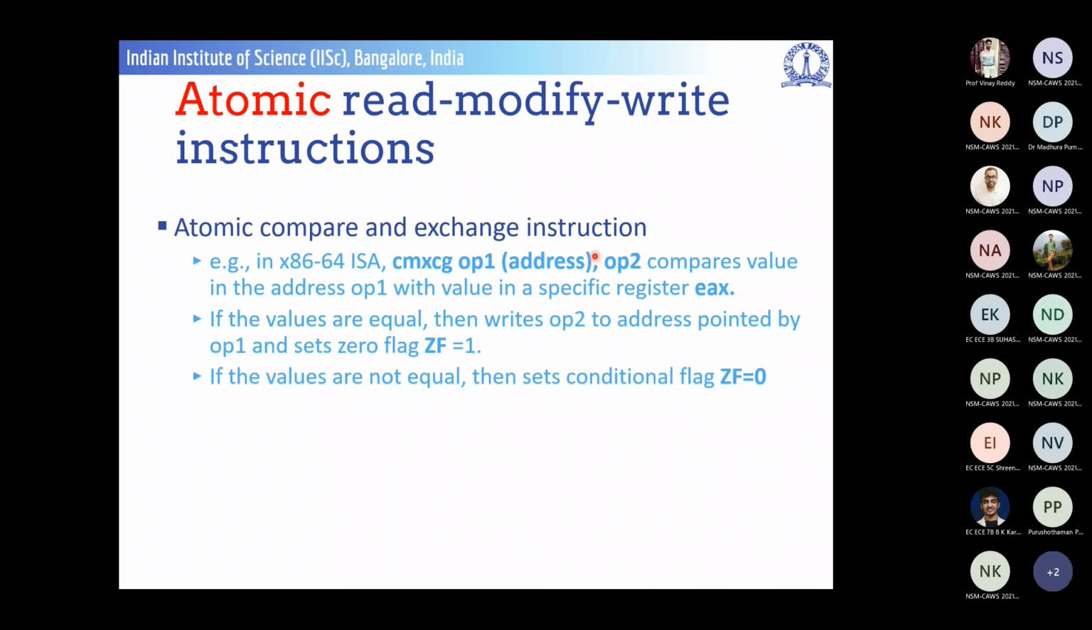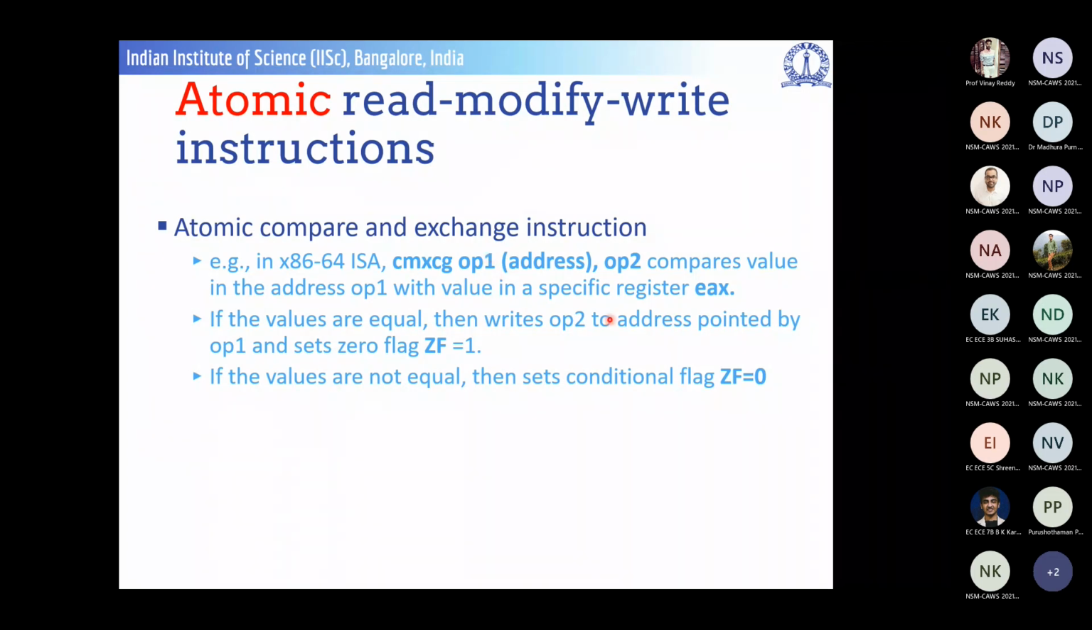So this op1 and address, this actually provides a memory address. This will be a lock variable address. So op1 is just an offset that you have to add. Okay, and what it will do is that this instruction would read the value stored in this address. This is the read part of read-modify-write, the load part.